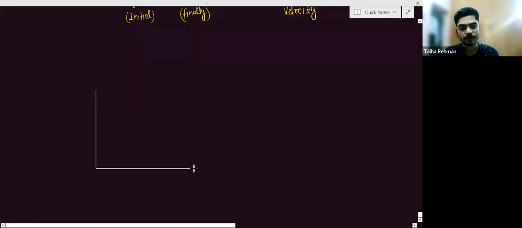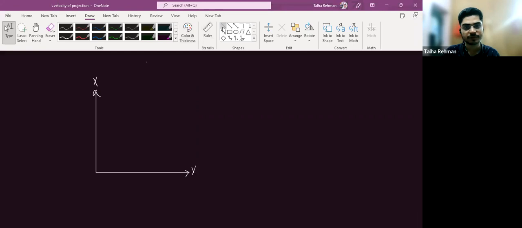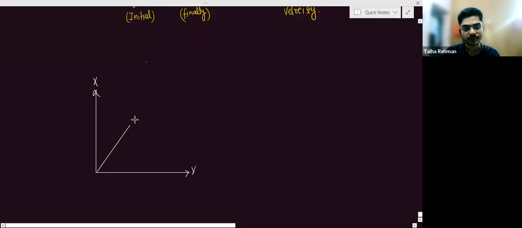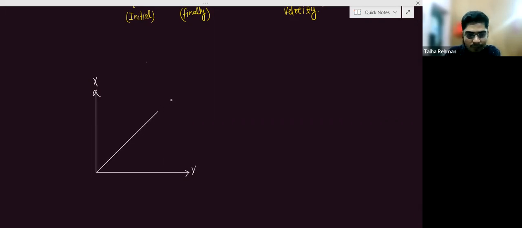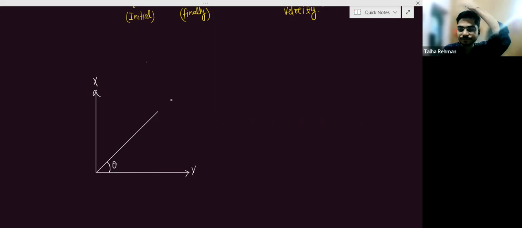Suppose this is the x-axis, this is your y-axis, and suppose this is the graph. This is some graph, and this graph is like this. Okay, and this angle is theta. If this is the case, I am telling you the slope.